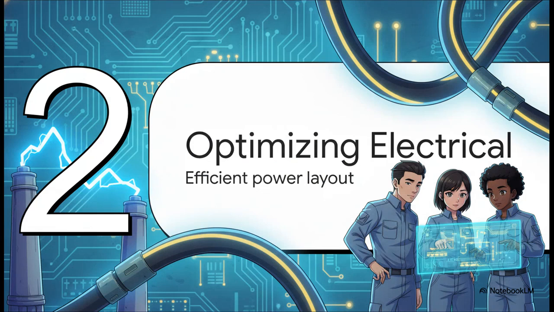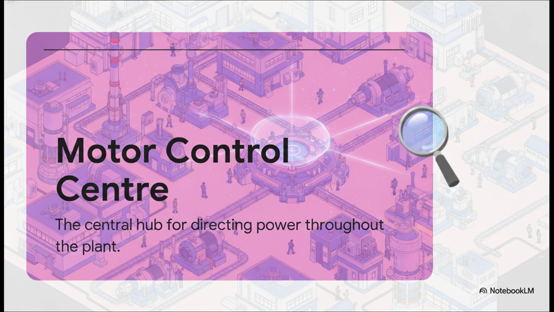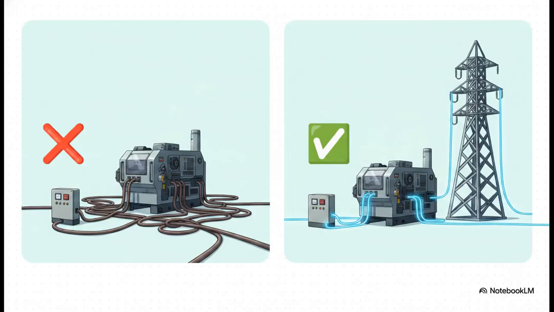Moving right along to pillar 2, optimizing electrical distribution. Before we get into the layout specifics here, let's define a super quick piece of industry jargon, the MCC, or Motor Control Center. You can basically think of the MCC as the central brain, or the main distribution hub, for directing power throughout the whole plant. It takes that incoming high-voltage electricity and safely hands it out to all the heavy motors, pumps, and machines that need it to run. Now, where you place this central hub is an absolute game changer.